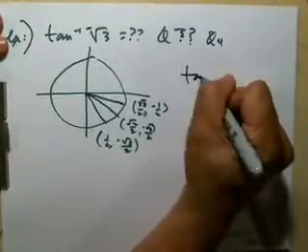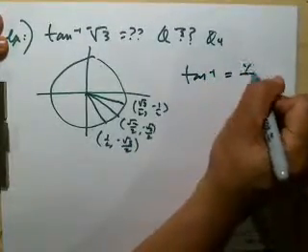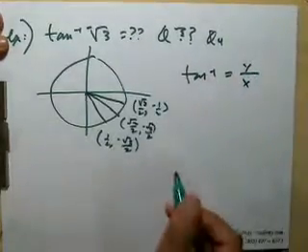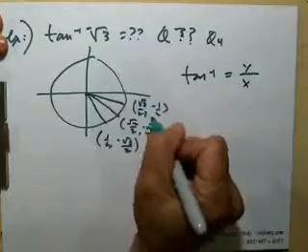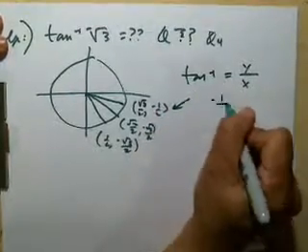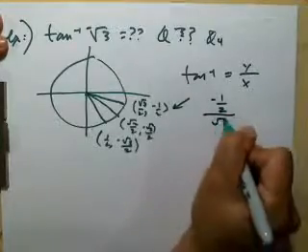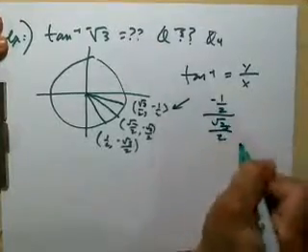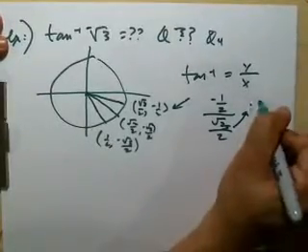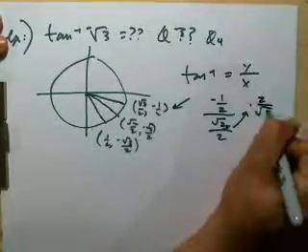The tangent inverse is the ratio of the y value, the opposite side, to the adjacent side. So let's look at this one right over here, just in case. The y value is negative 1/2 divided by root 3 over 2. How to get rid of that? You're going to multiply it by the reciprocal, which is 2 over root 3.